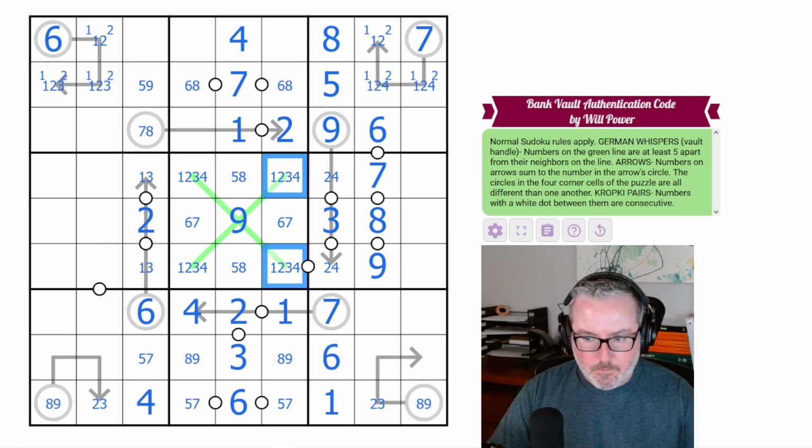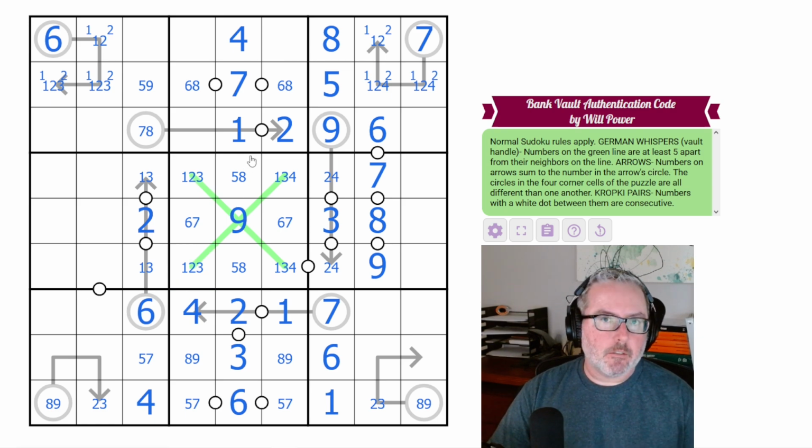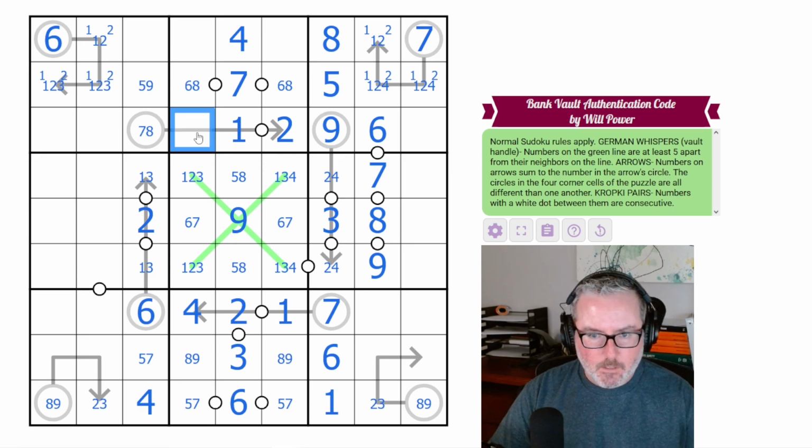And we can get rid of 2's down here. And we can get rid of 4's over here. Making sure I'm not missing any basic Sudoku stuff. What can this be? It's either a 4 or a 5. And it can't be a 4, so it's a 5. Okay. Which means this is 8.